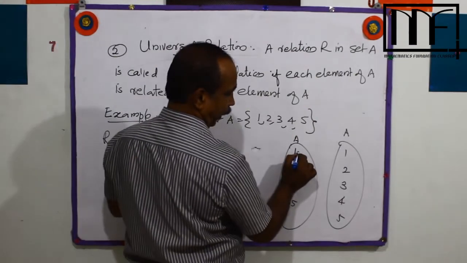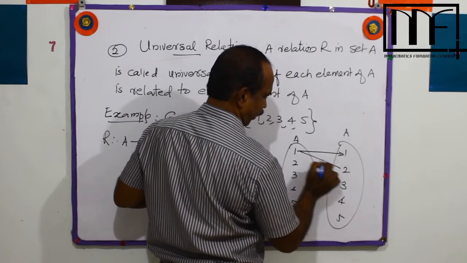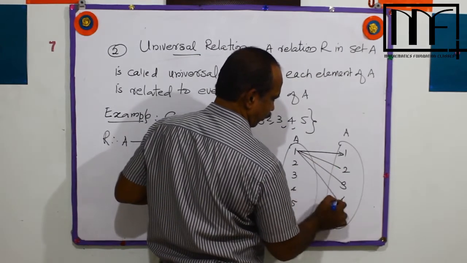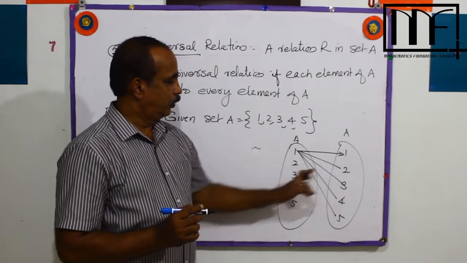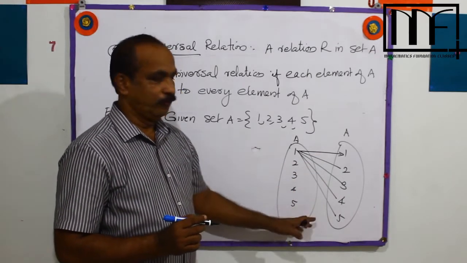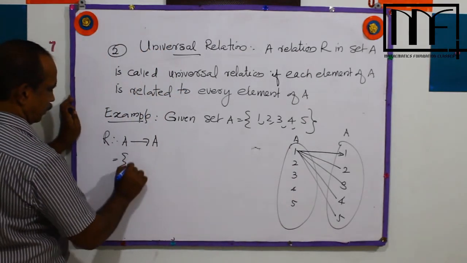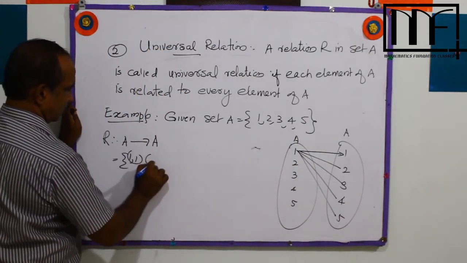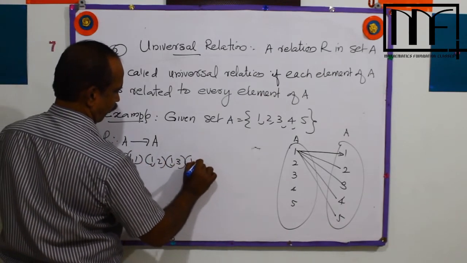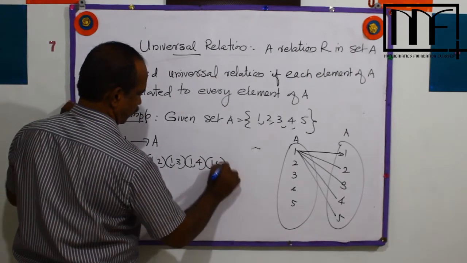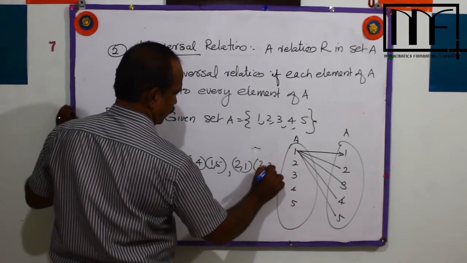So a relation R in set A is called a universal relation if each element of A is related to every element of A. So 1,1; 1,2; 1,3; 1,4; 1,5. Likewise 2,1; 2,2; 2,3; 2,4; 2,5; 3,1.